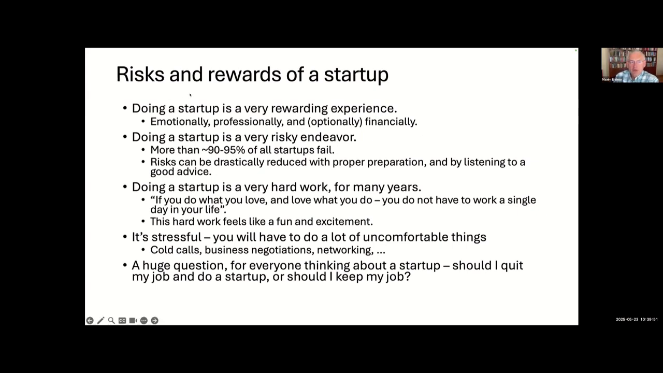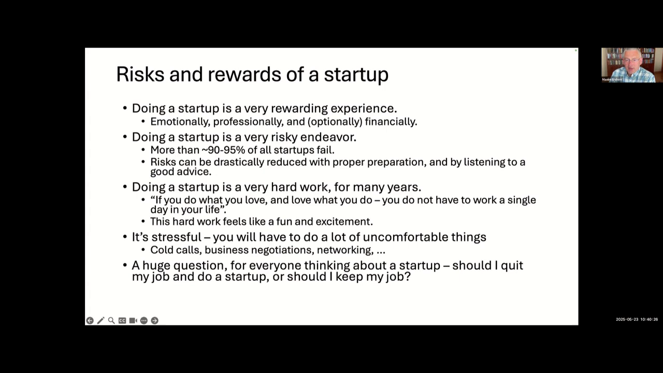So doing a startup involves risks and rewards. First of all, it's a very rewarding experience, emotionally, professionally, and also sometimes financially. Doing a startup is a very risky endeavor. As we know, 90 to 95% of all startups fail. However, risks can be significantly reduced with proper preparation and also by listening to good advice.